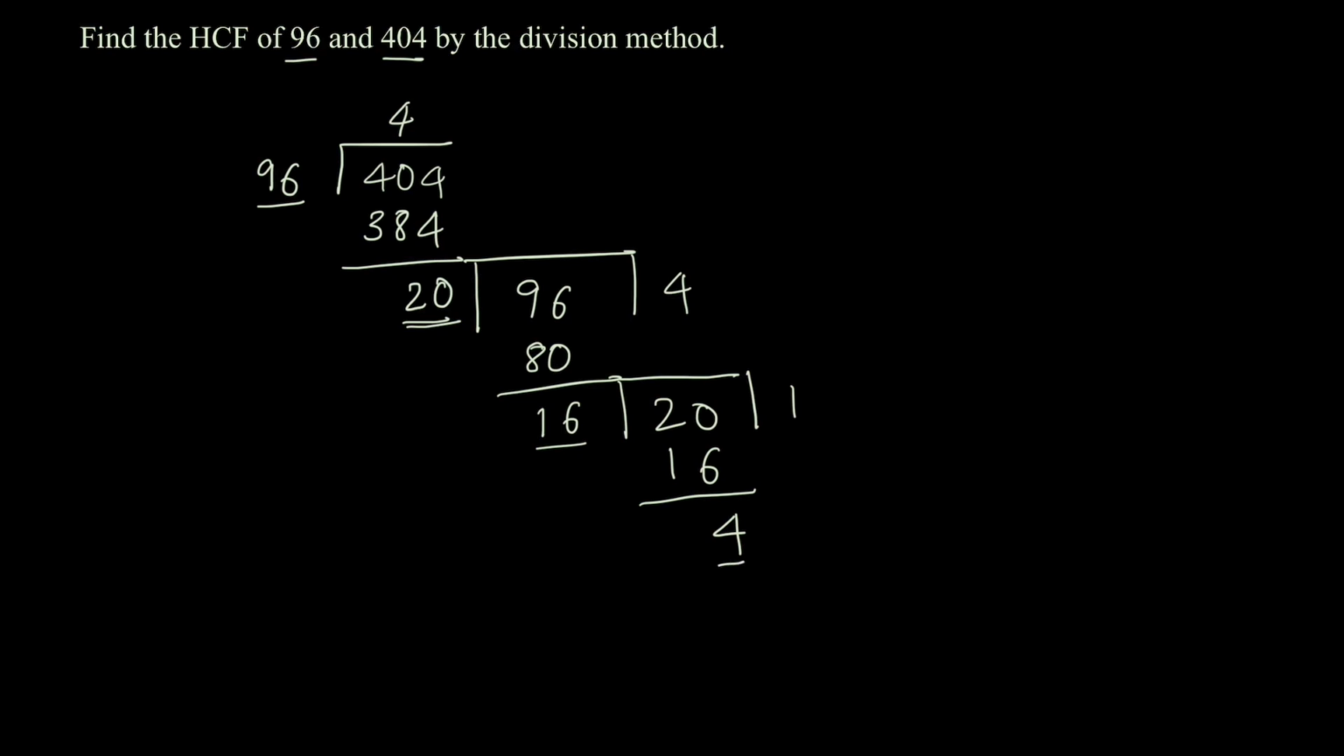Once again, we repeat the process where we make the remainder, that is 4, the divisor, and the divisor, that is 16, into the dividend. Now, 4 goes in 16 4 times. 4 times 4 is 16, so we get a remainder of 0. At this point, we can stop the process, and the last divisor, which in this case is 4, is the HCF of these two numbers.